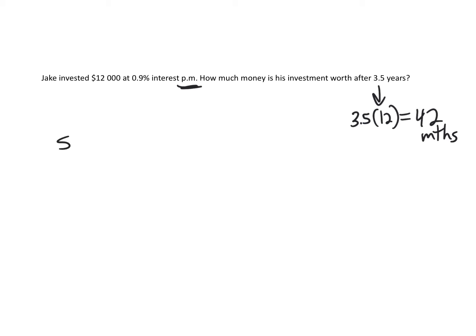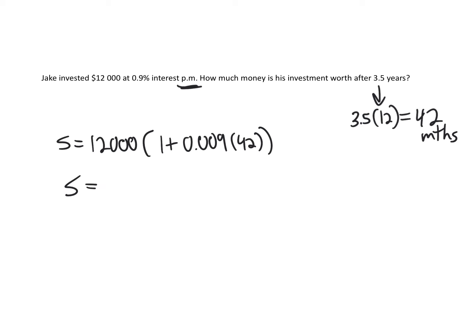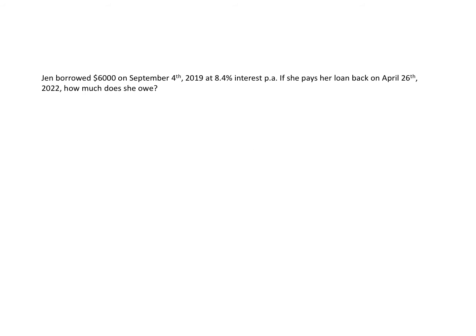S equals P times 1 plus our interest rate, don't forget to turn it into a decimal, times the amount of months, which is 42. And then we can just calculate it out to 16,536 for our answer. Now we have a little bit more complicated of an example. Here we have dates involved.